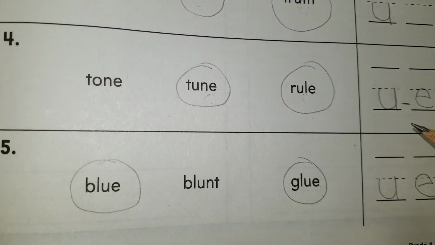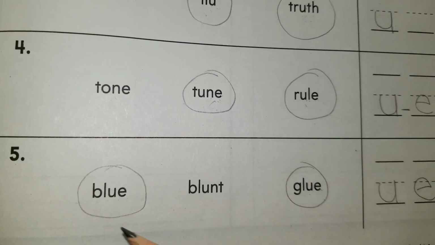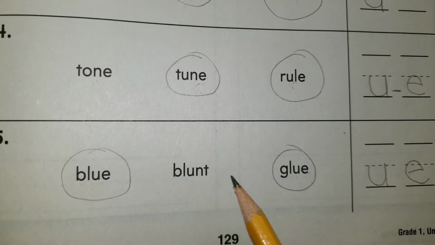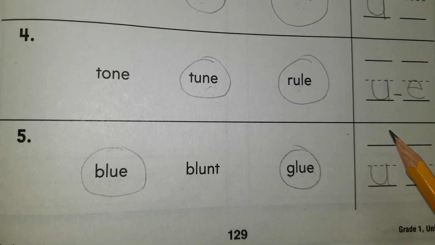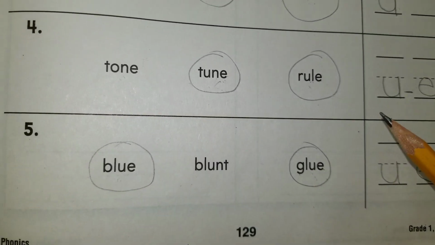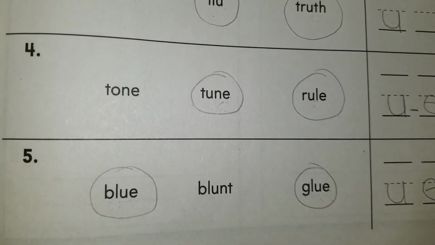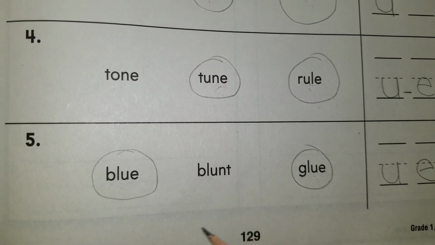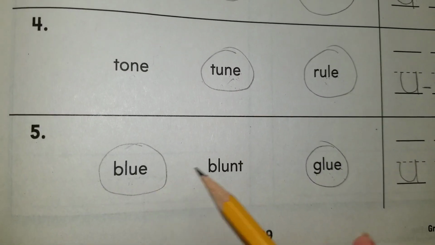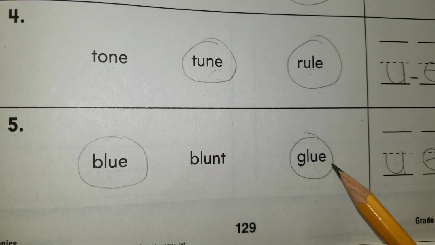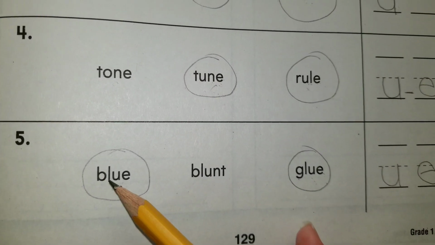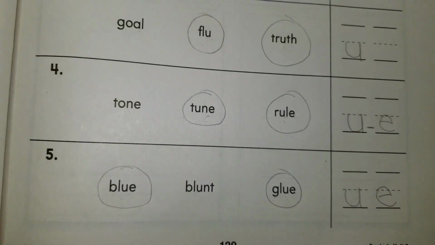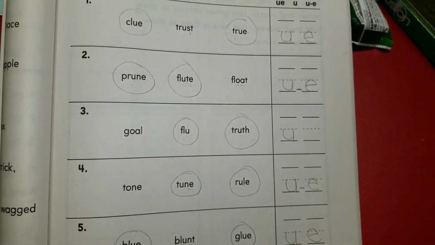Our last, number 5, we have blue, blunt, and glue. Blue, blunt, and glue. Which are the words that have the same vowel sound? Blue and glue. They rhyme, because they have the same vowel sound, right? But why do they have the same vowel sound? Who's responsible for that vowel sound? It's UE. That pattern that you see, UE together, says oo: bl, oo, gl, oo. And what pattern is that? UE.